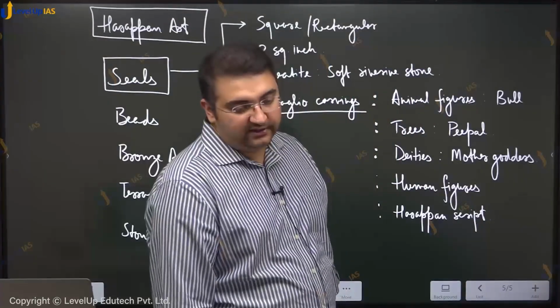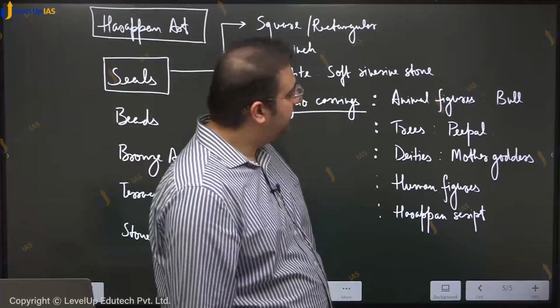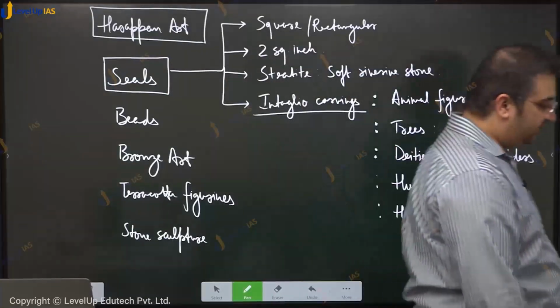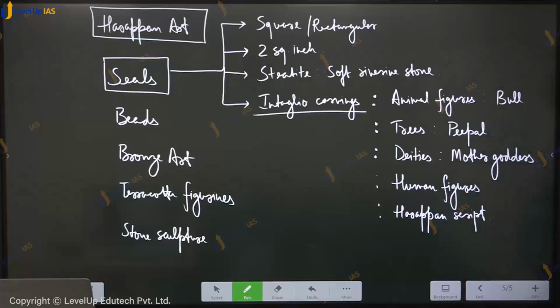All these things are found, right? Now, why are we putting seals under the category of Harappan art? Because of the existence of these carvings. The Harappans depicted what they felt was culturally important to them, right?